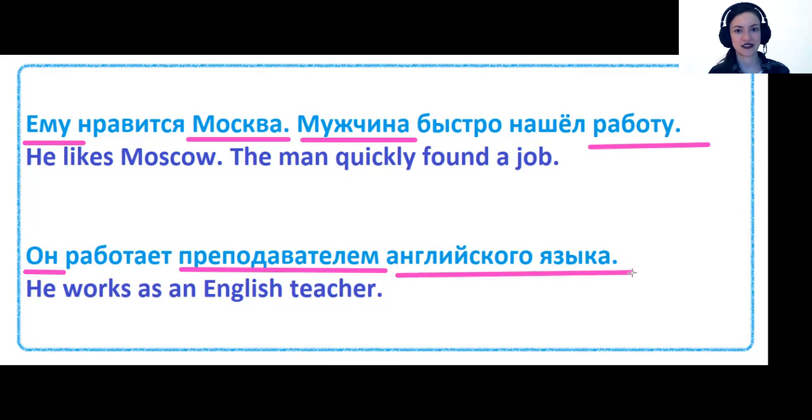Here, английского языка is genitive case, the second case, because here is an interesting construction. You can translate this in English like he works as a teacher of English language. I know it is not correct, but almost all Russian people translate like this because this idea is in our brain, you know. If you can put of somewhere in the middle of the sentence, it should normally be genitive case, yeah.